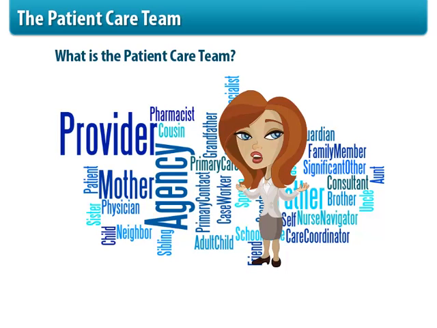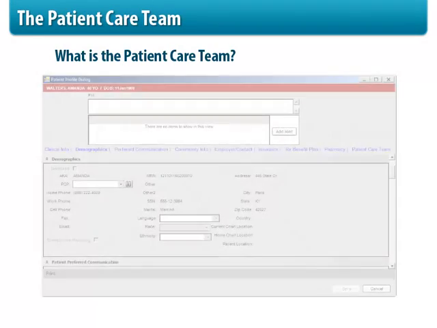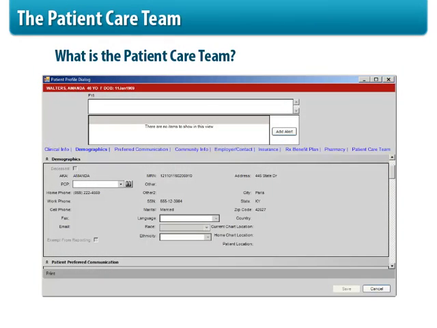The patient care team section of the patient profile dialog box is used to document all of the providers, agencies, and other significant people involved in the care of the patient. This may include family members, hospice workers, social workers, and more. Anyone on the patient care team list can be included as a carbon copy recipient of your notes or letters. To view the patient care team, click the patient care team hyperlink on the patient profile dialog box.